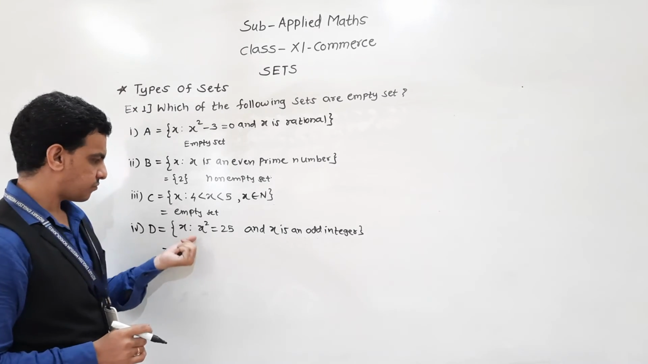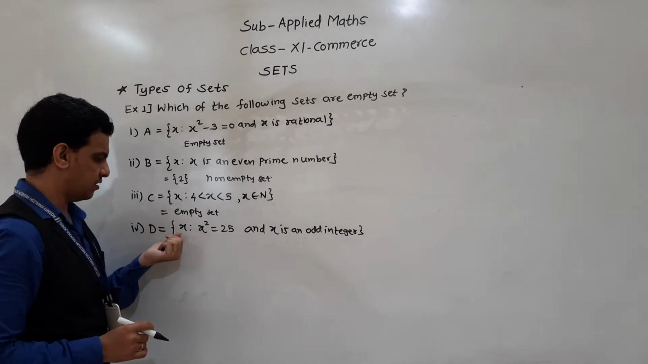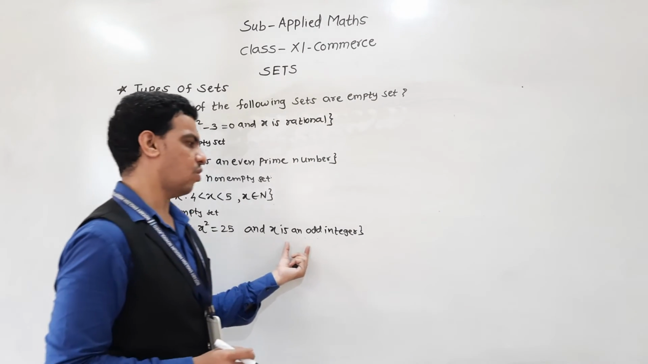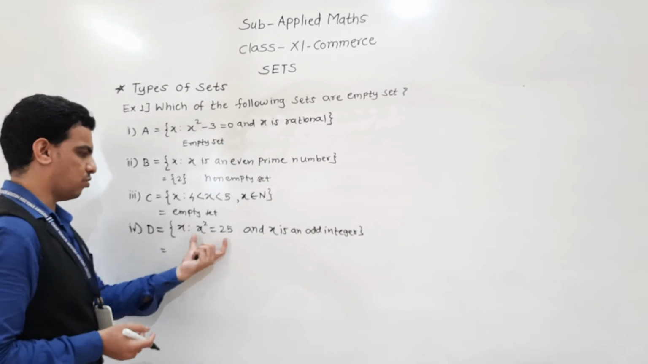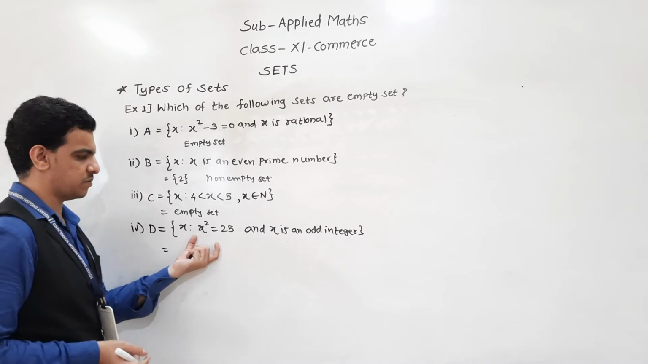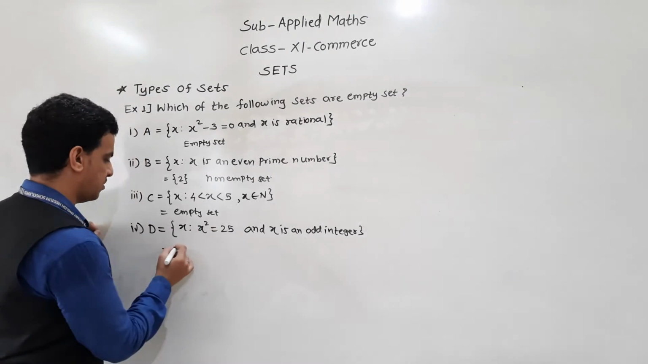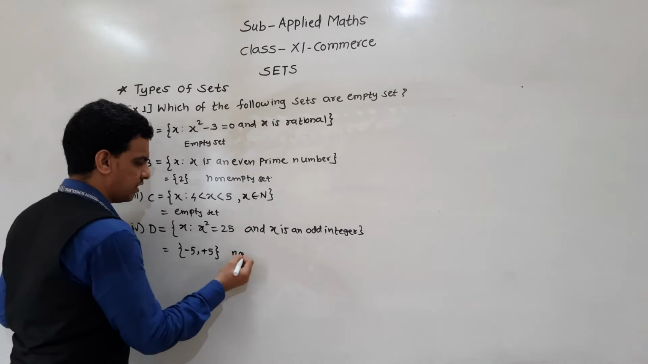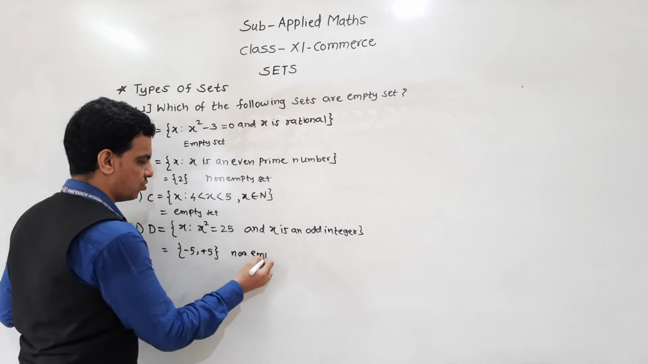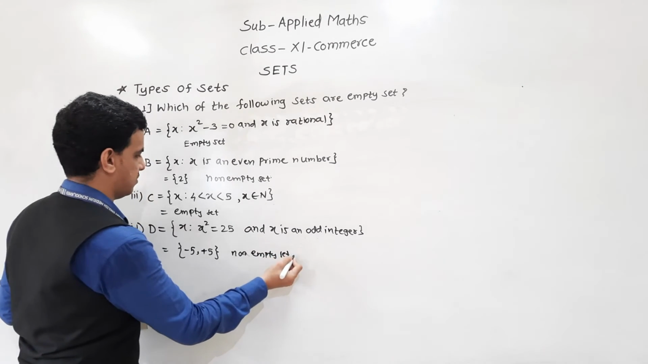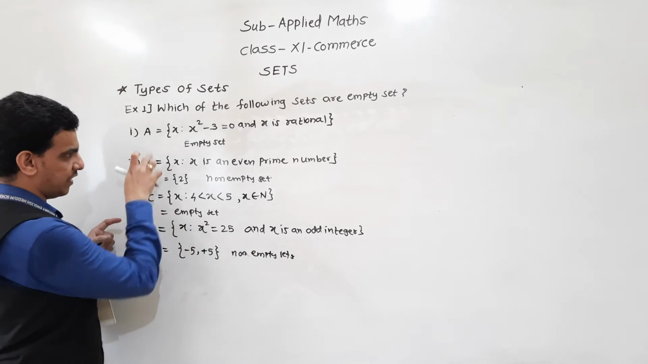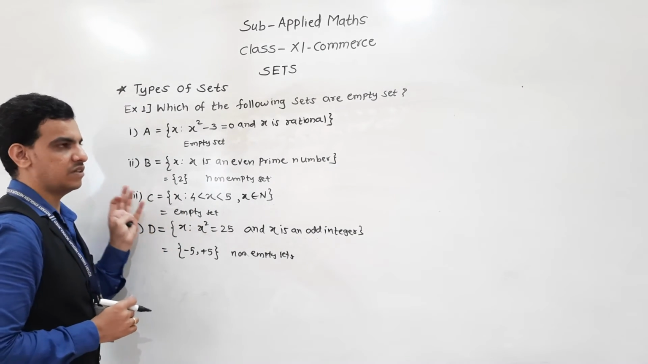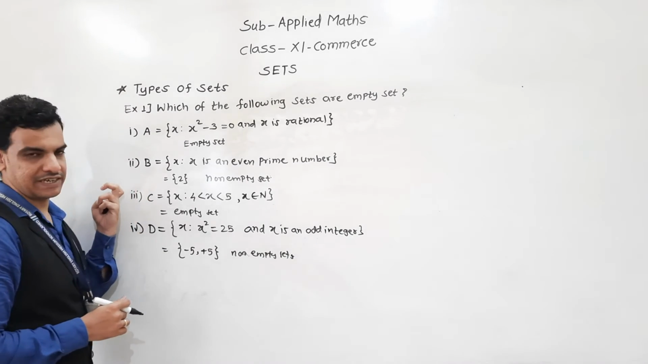Then this one, set D is the set of all x such that x square is equal to 25 and x is an odd integer. If we solve this equation, x is equal to plus or minus 5, both are odd integers. So this set contains minus 5 and plus 5. So this is a non-empty set. Okay. So only two sets are empty sets, C and A. So A and C are empty sets, the other two are non-empty sets. Okay. Understand this? Now we will take the second example.